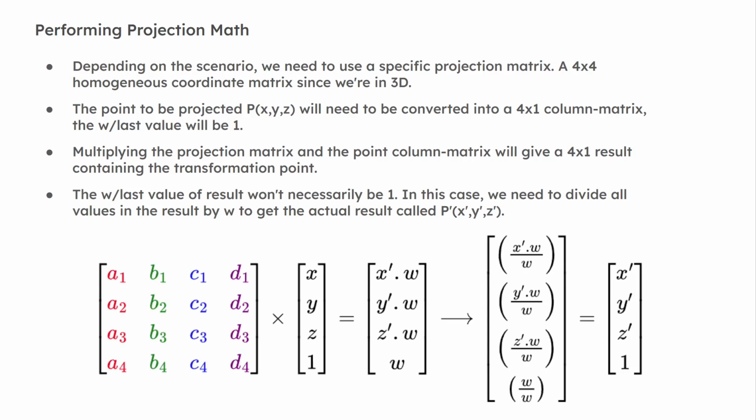In this case, we need to divide all 4 values by W to get our intended result, so that our resulting W becomes 1, and we have successfully removed the W term from each of these components. Without this step, our projection calculation is incomplete. So this is important. Don't miss this and remember this. This process is called perspective division.